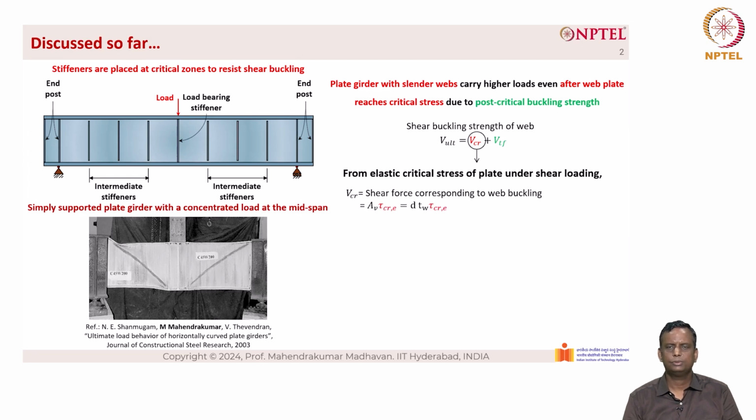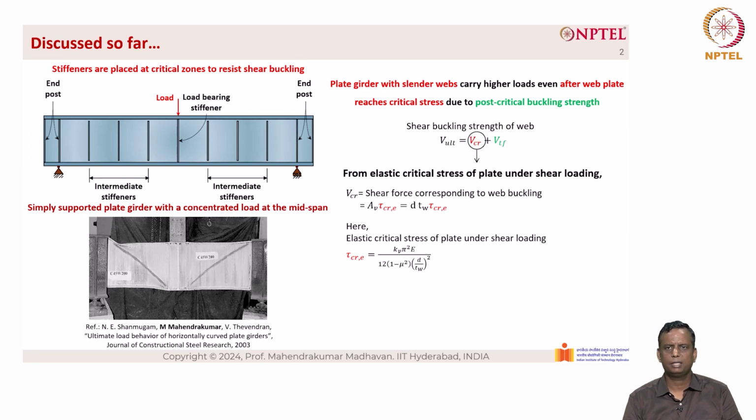That is equal to shear area times the critical buckling stress in shear, which is equal to A_V times tau critical E, which is also equal to D times T_W, the shear area, times tau critical E. Here tau critical E is the elastic critical stress of the plate under shear loading, which is defined as K_V times pi square E divided by 12 times (1 minus mu square) divided by (D by T_W) the whole square, which is basically the slenderness ratio of the plate.